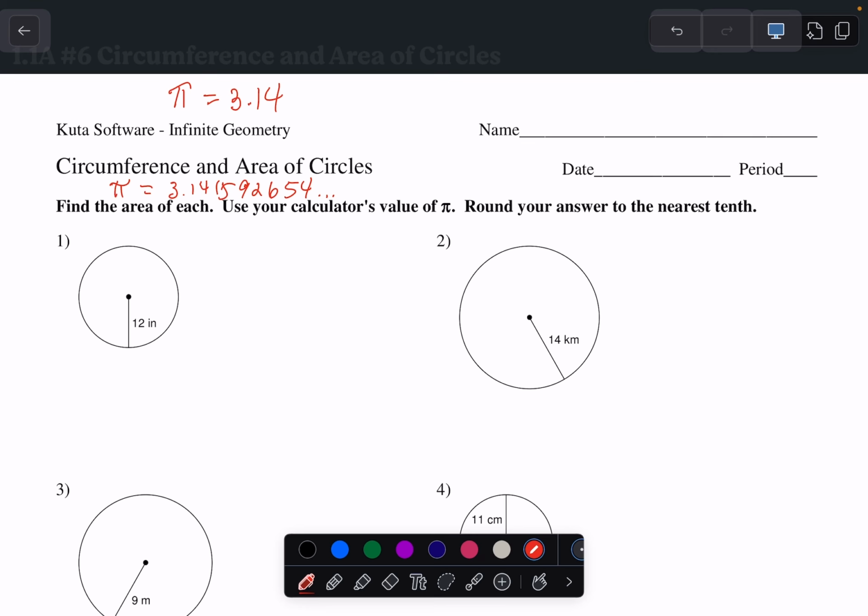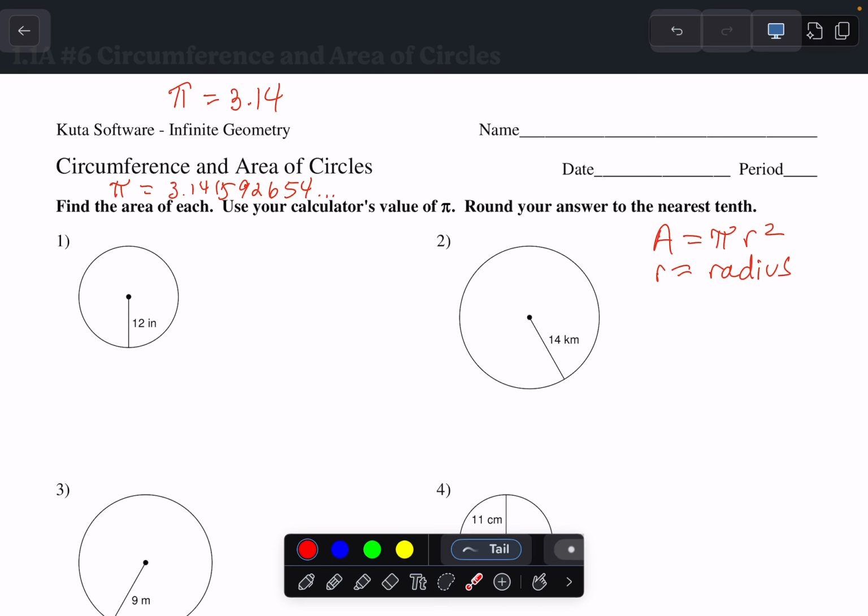The formula that we want, if you could write it over here, the formula for the area of a circle is pi r squared. So pi, we're going to use that calculator button when we can. If we don't have that calculator button, just use 3.14. And let's talk about how we do that formula. What is r? R is the radius of our circle.